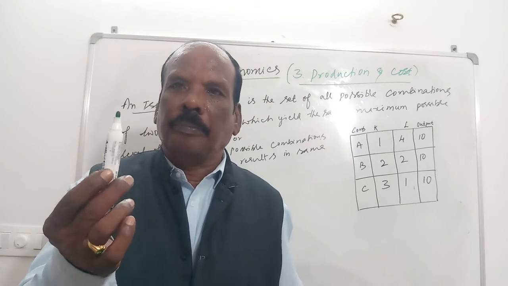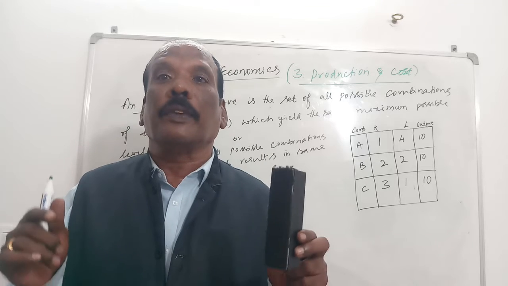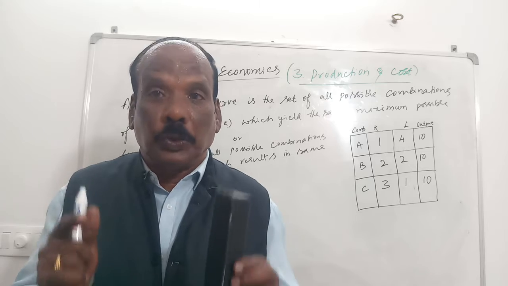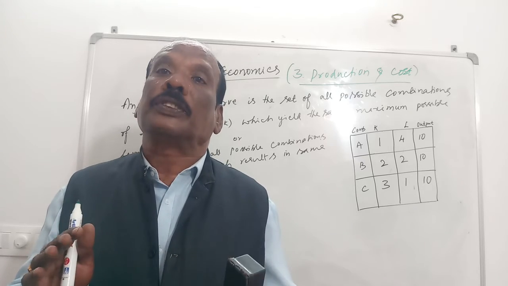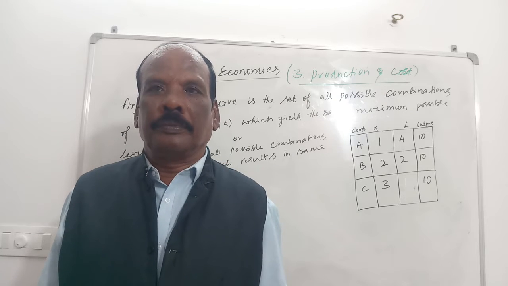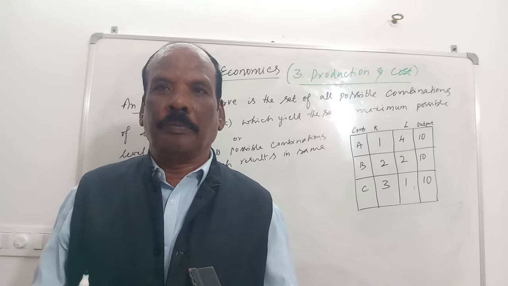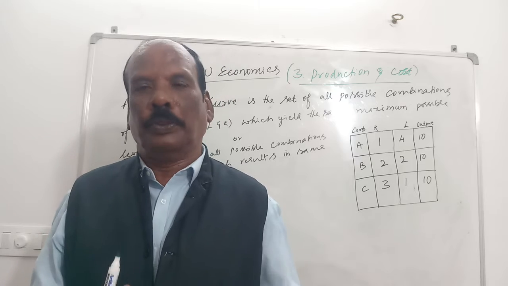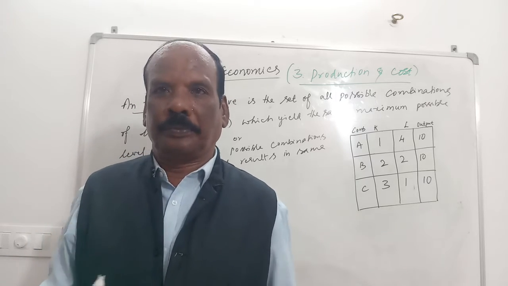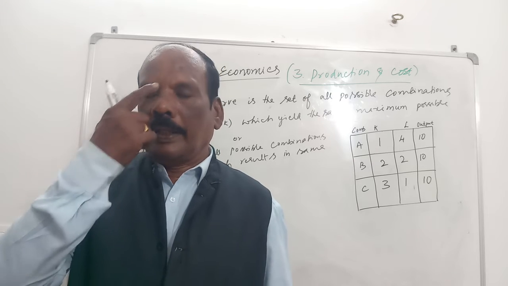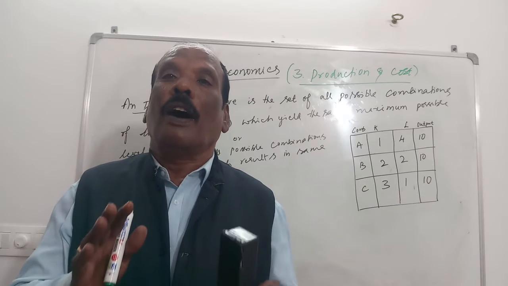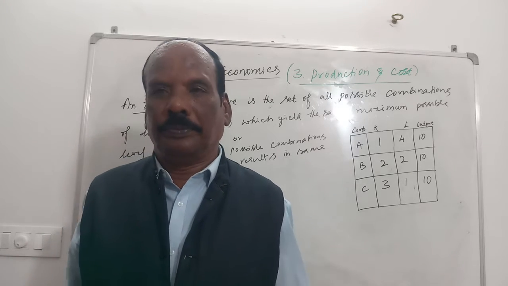See, this pen, this duster, these are the final goods, they are the consumer's goods. In order to produce these goods, factors of production are highly required. And the relation between the inputs and outputs is called the production function. Right? So now let us understand the meaning of isoquant curve.